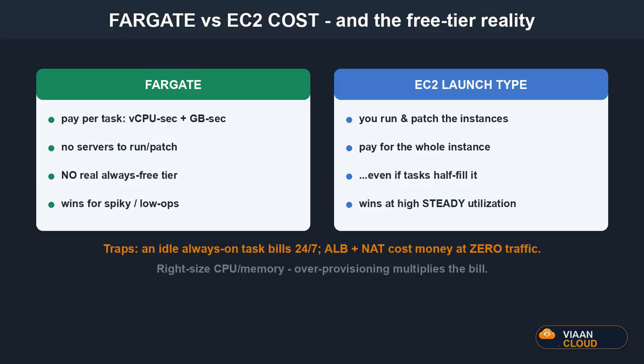Let's be honest about cost, because Fargate surprises people. With Fargate, you pay per task by the vCPU second and gigabyte second, and there is no meaningful always free tier, so an idle but always on task quietly bills 24/7. The EC2 launch type makes you run the instances, and you pay for the whole instance even when half empty, but it wins at high, steady utilization. The traps, an ALB and a NAT gateway both cost money even at zero traffic, and over-provisioned CPU and memory multiply your bill. Right-size your tasks. Renting slots is cheaper, until you'd fill a whole ship every single day.